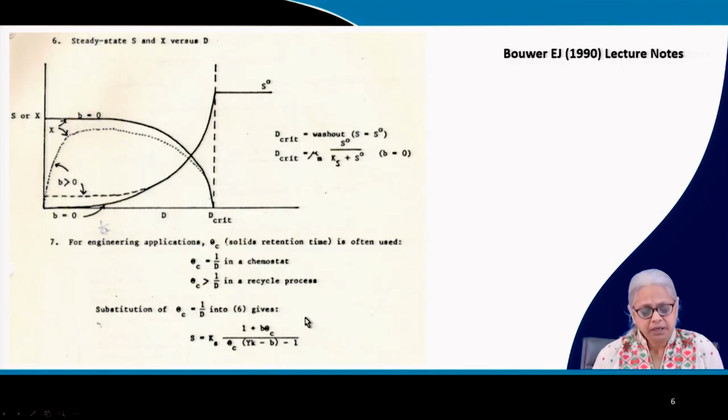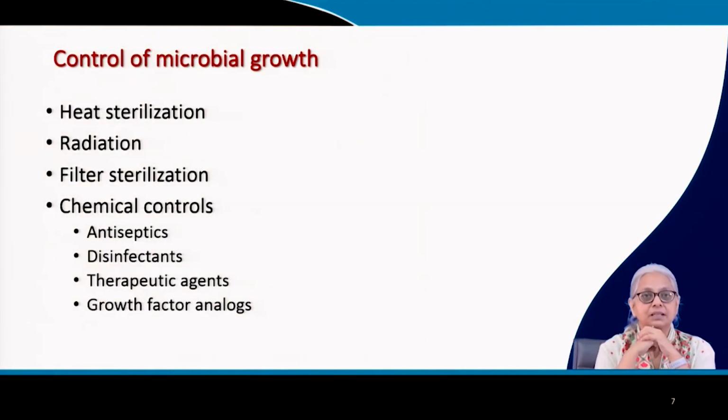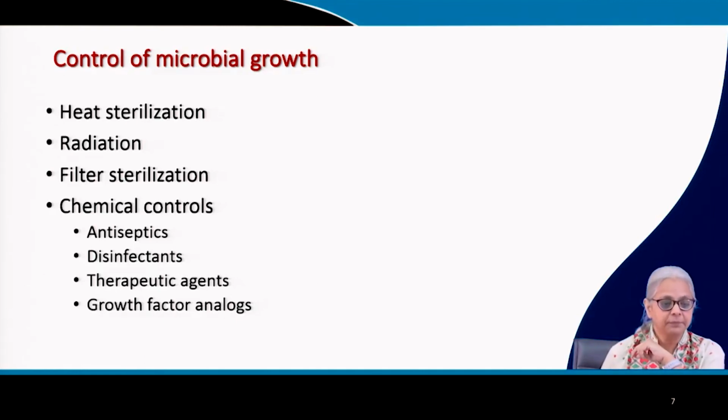Theta C is equal to 1 by D, and S can be modified from all these equations to derive the last one. Alright, let's come to the next point, and that is how do we control microbial growth. There are several different methods for controlling microbial growth. We will take a look at all of them.